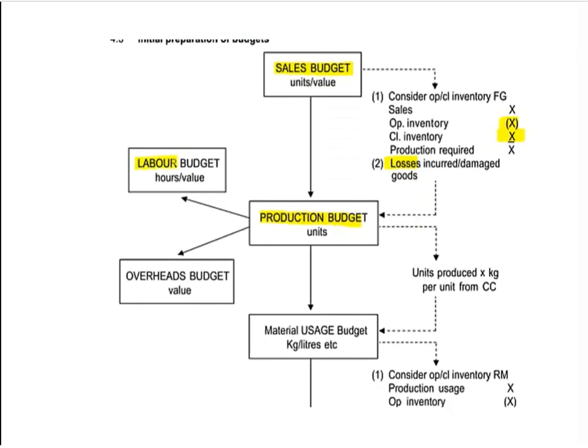So now we know how many units we have to produce, we can think about how much labour we're going to need and the amount of overheads that we're going to require. We can also think about how much raw materials we're going to need to use. So we'll need to take our production number of units multiplied by the number of kilograms or litres per unit. And we'll get that information from the cost card.